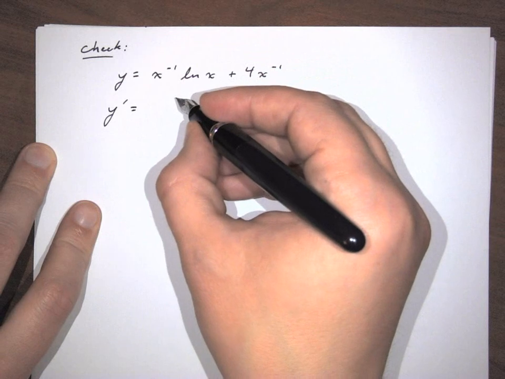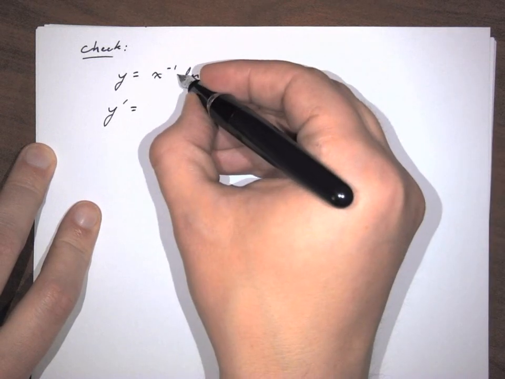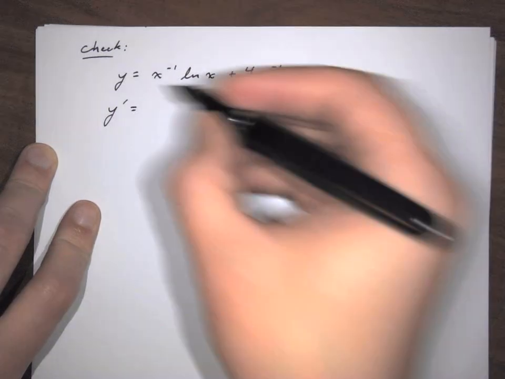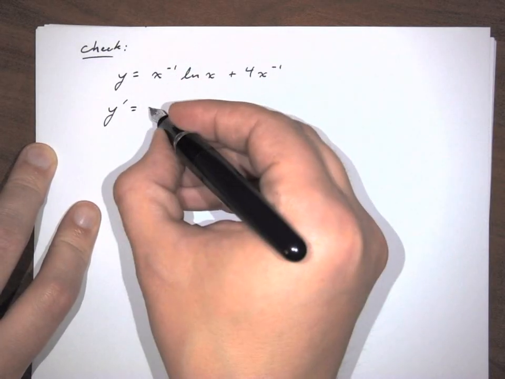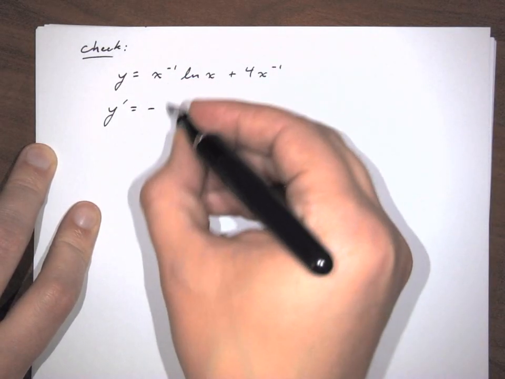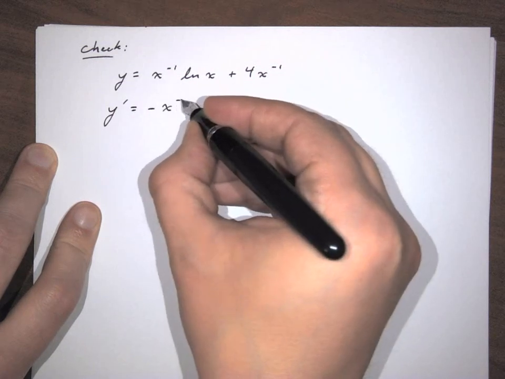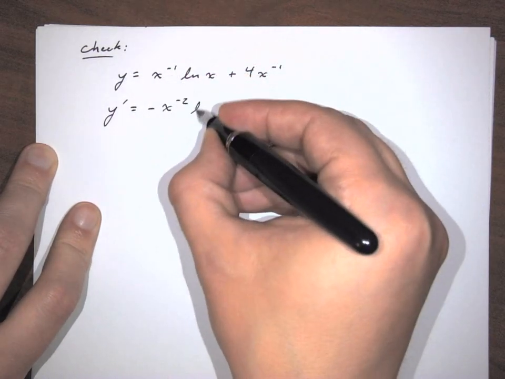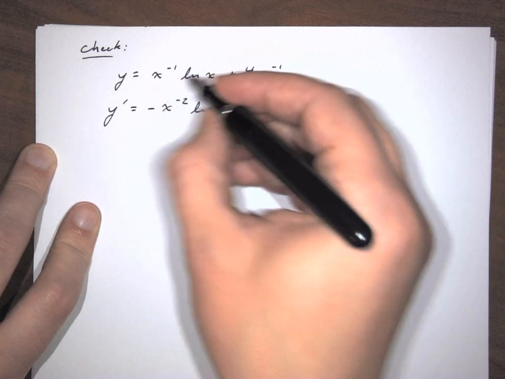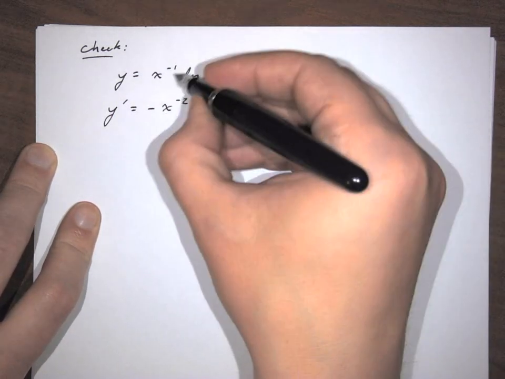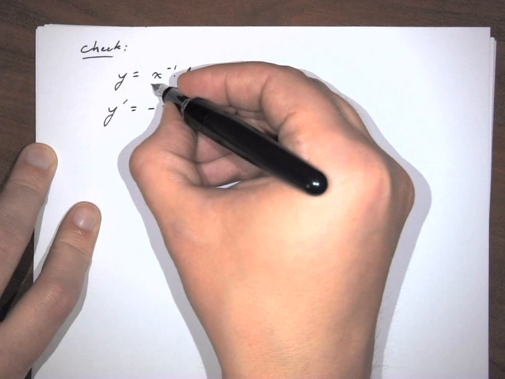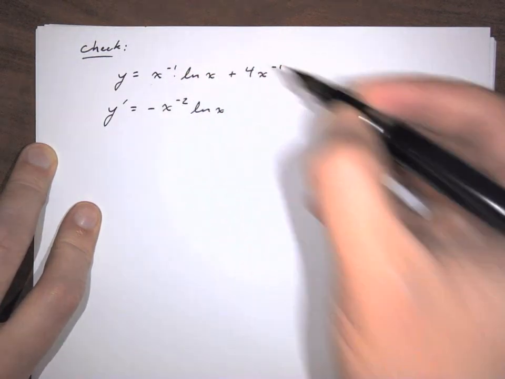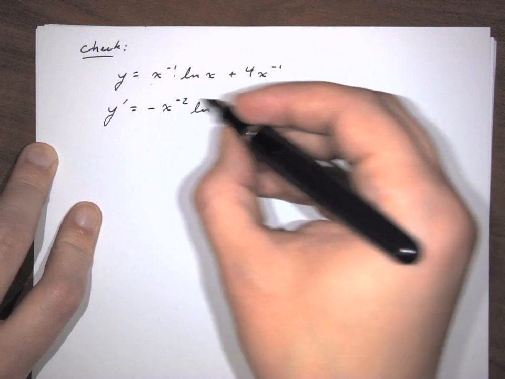So let's start by taking the derivative here. Now, because what we have is a product, we're going to have to use the product rule. And x to the negative 1, the derivative of that is going to be negative x to the negative 2, and we leave the second factor alone, so it's going to be ln x. And now, this is playing the role of what we usually call a u or an f. This is playing the role of what we usually call a v or a g.